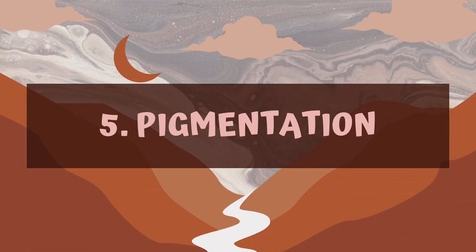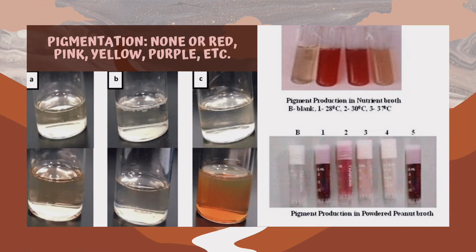Okay, as for the final, we have pigmentation. This time we have a lot of possible outcomes, and it actually depends on what kind of bacteria we have. Then again, it could be clear or colorless, but then it could also be not. The bacteria could produce pigmentation of sorts like pink, red, yellow, purple, and many more. But please be advised that not all bacteria can produce their own pigmentation.